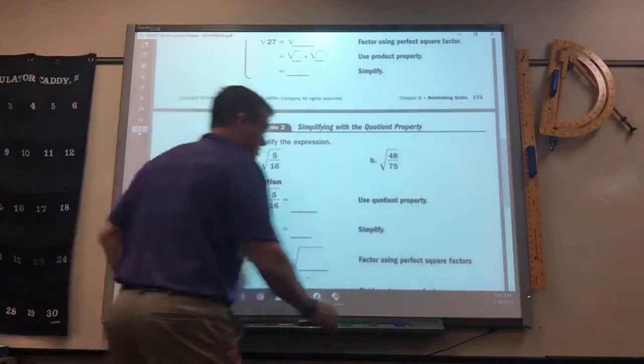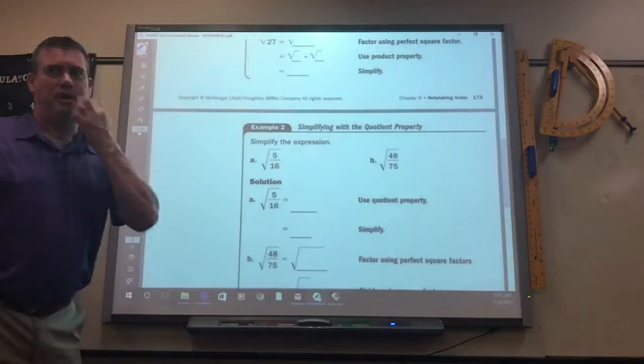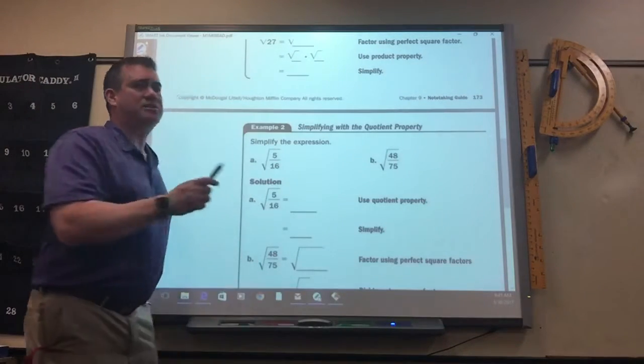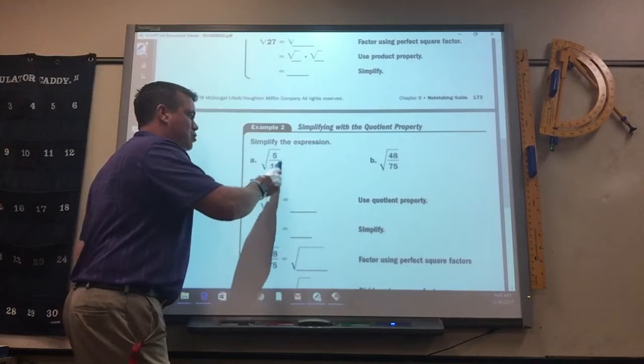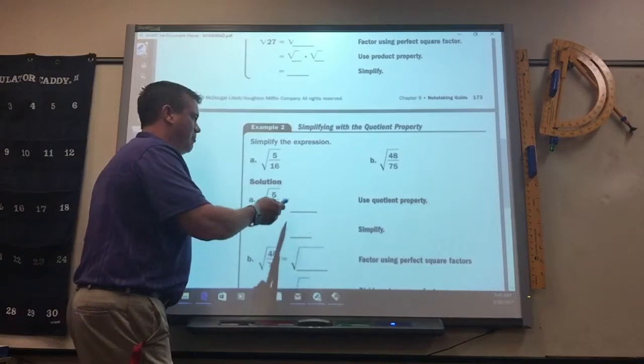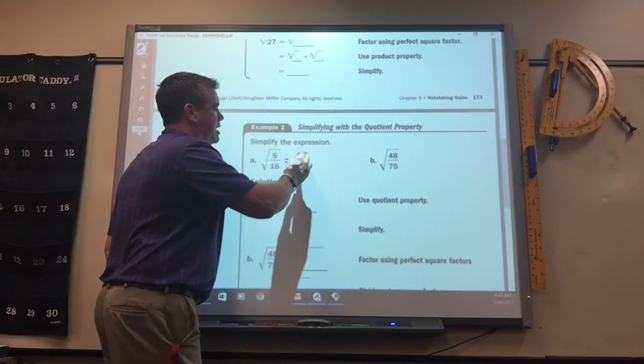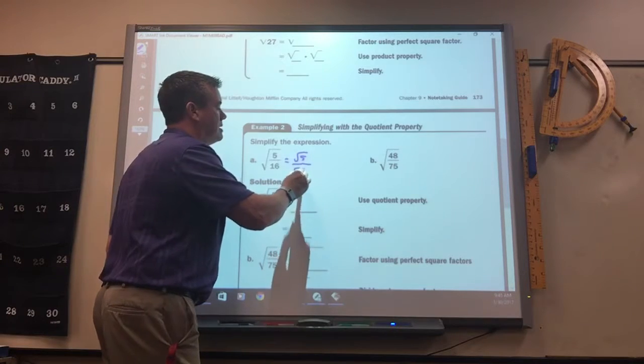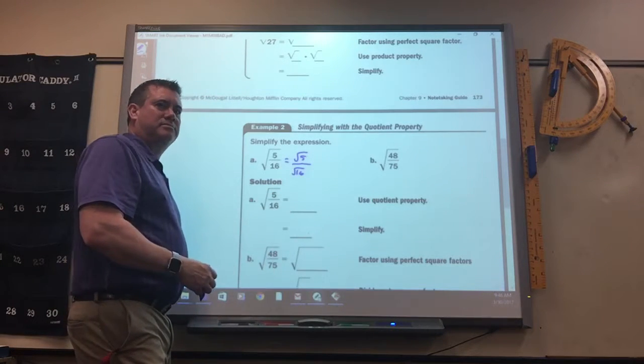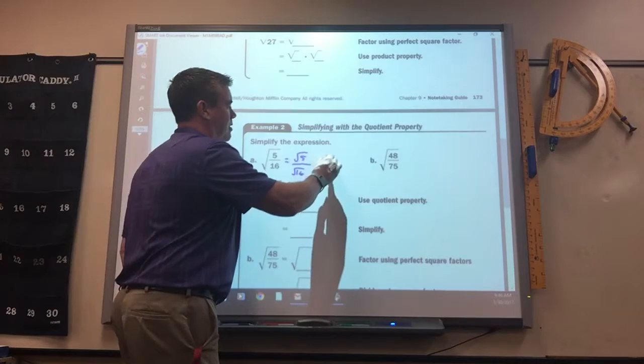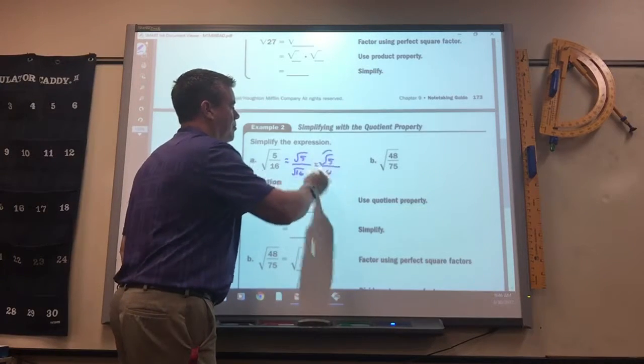Here's the fraction ones. I didn't show you over there. First of all, look to see, will this reduce 5/16? No. So what you do is you just split it up. Now, can you simplify anything? Yeah, 16. That's it.